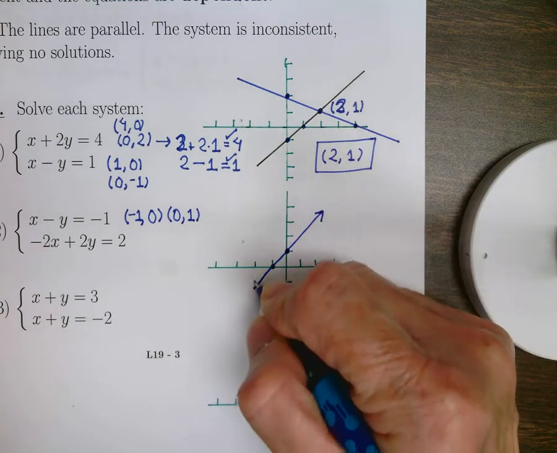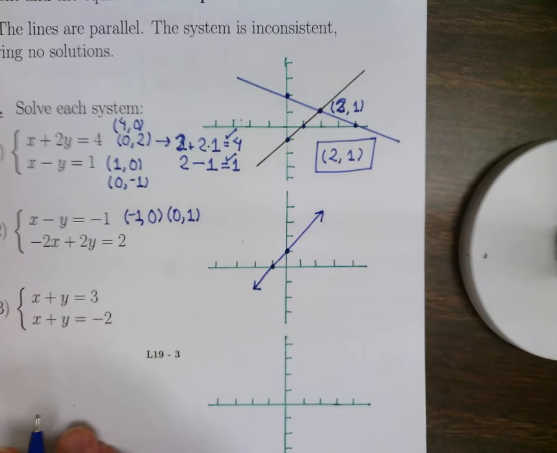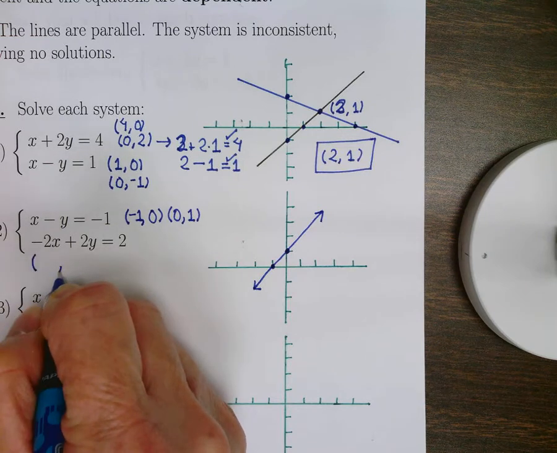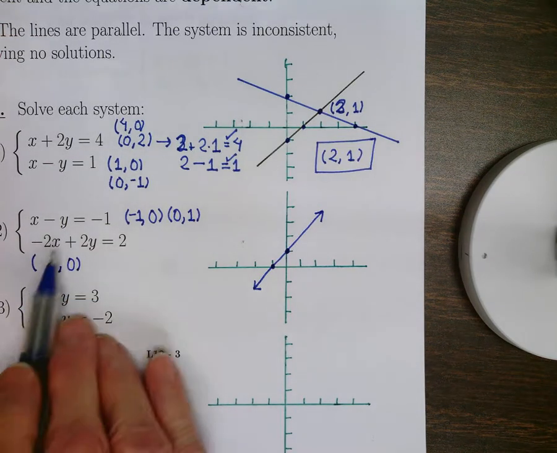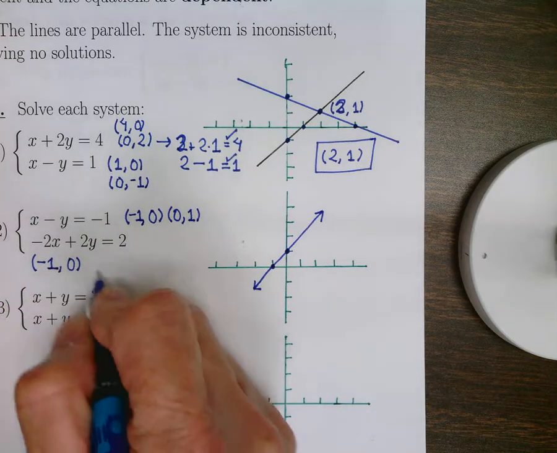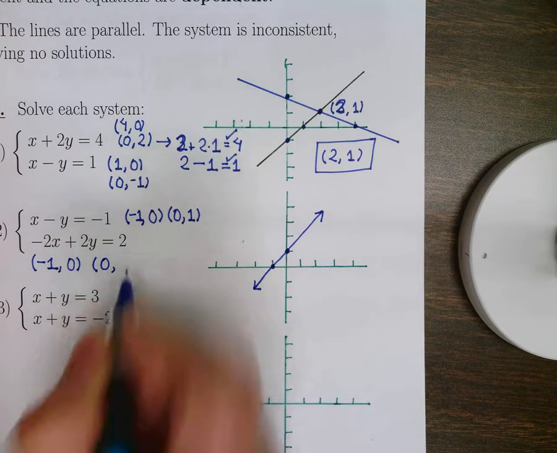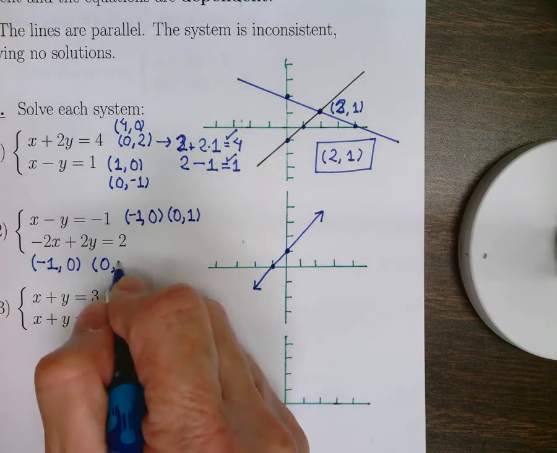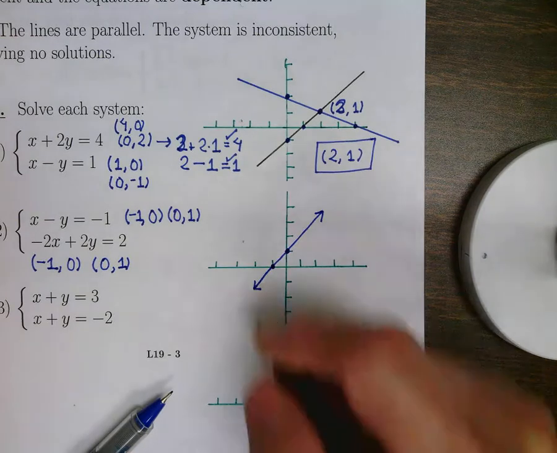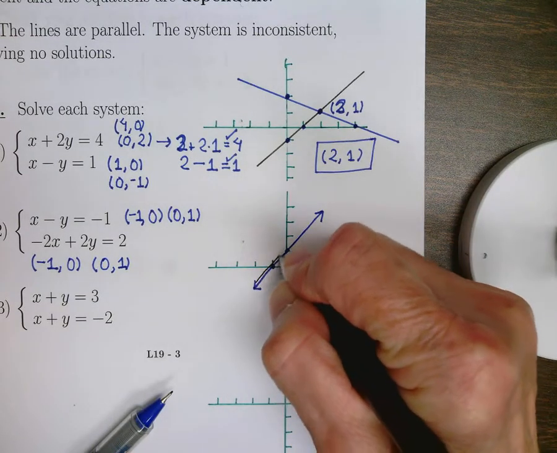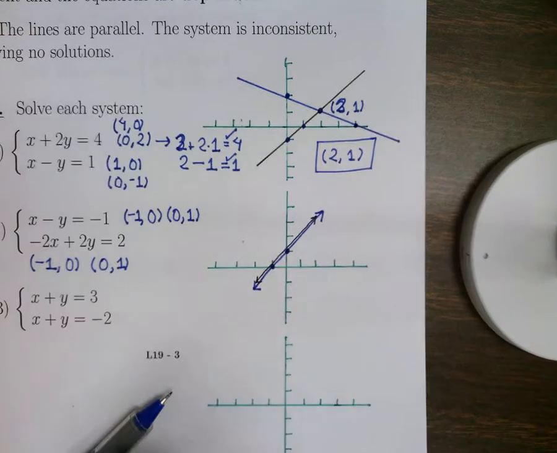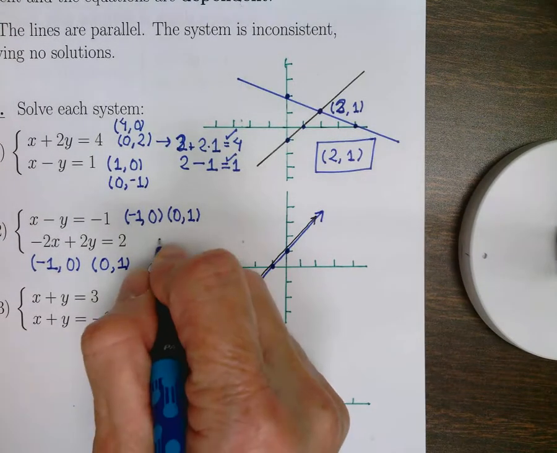I'm being a little bit lazy here. All right, how about the second line? Let's see, if y is 0 here, I get negative 2x equals 2. It looks like x has to be negative 1. And if x is 0, 2y equals 2, so y is 1. Notice what happens. I get exactly the same line. And so this system is dependent.